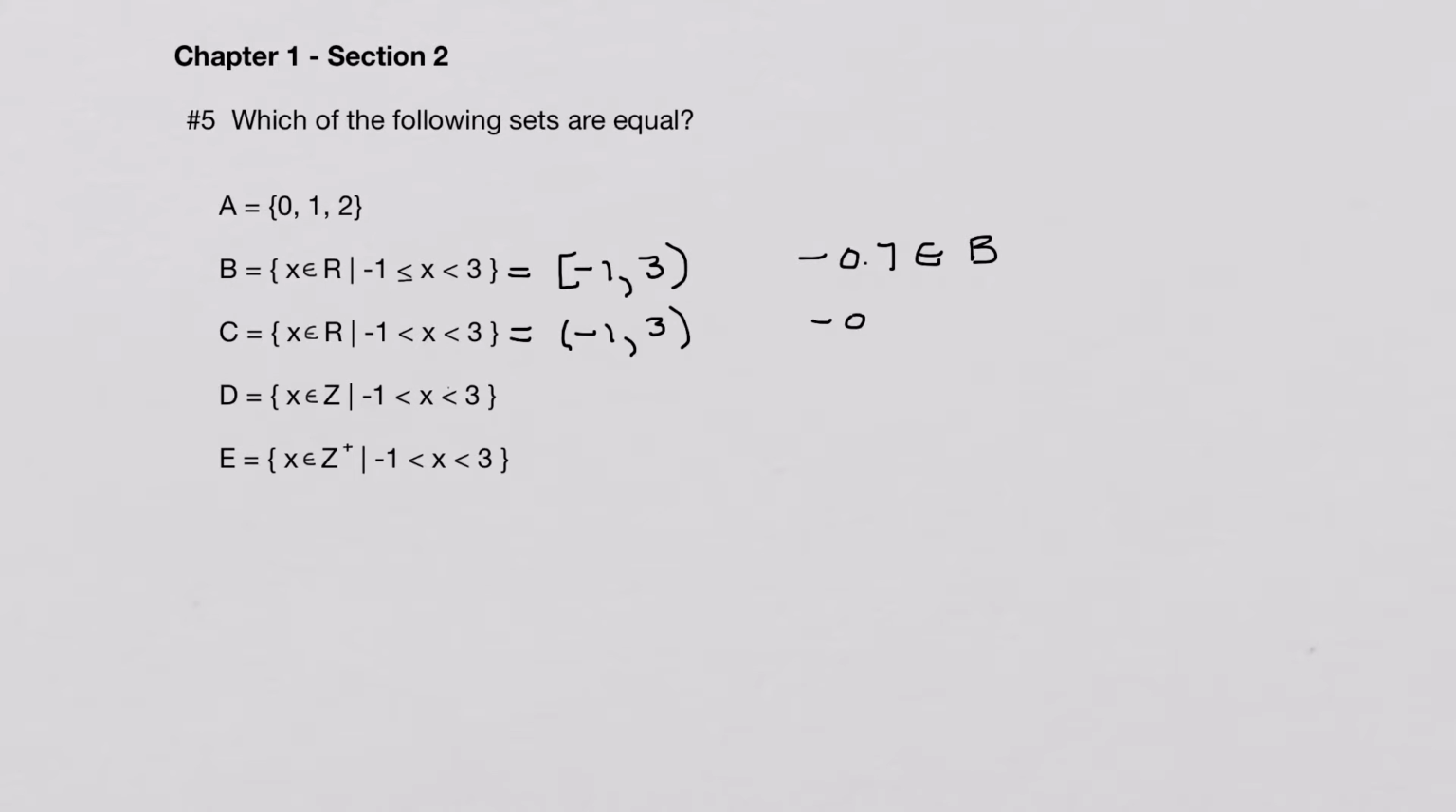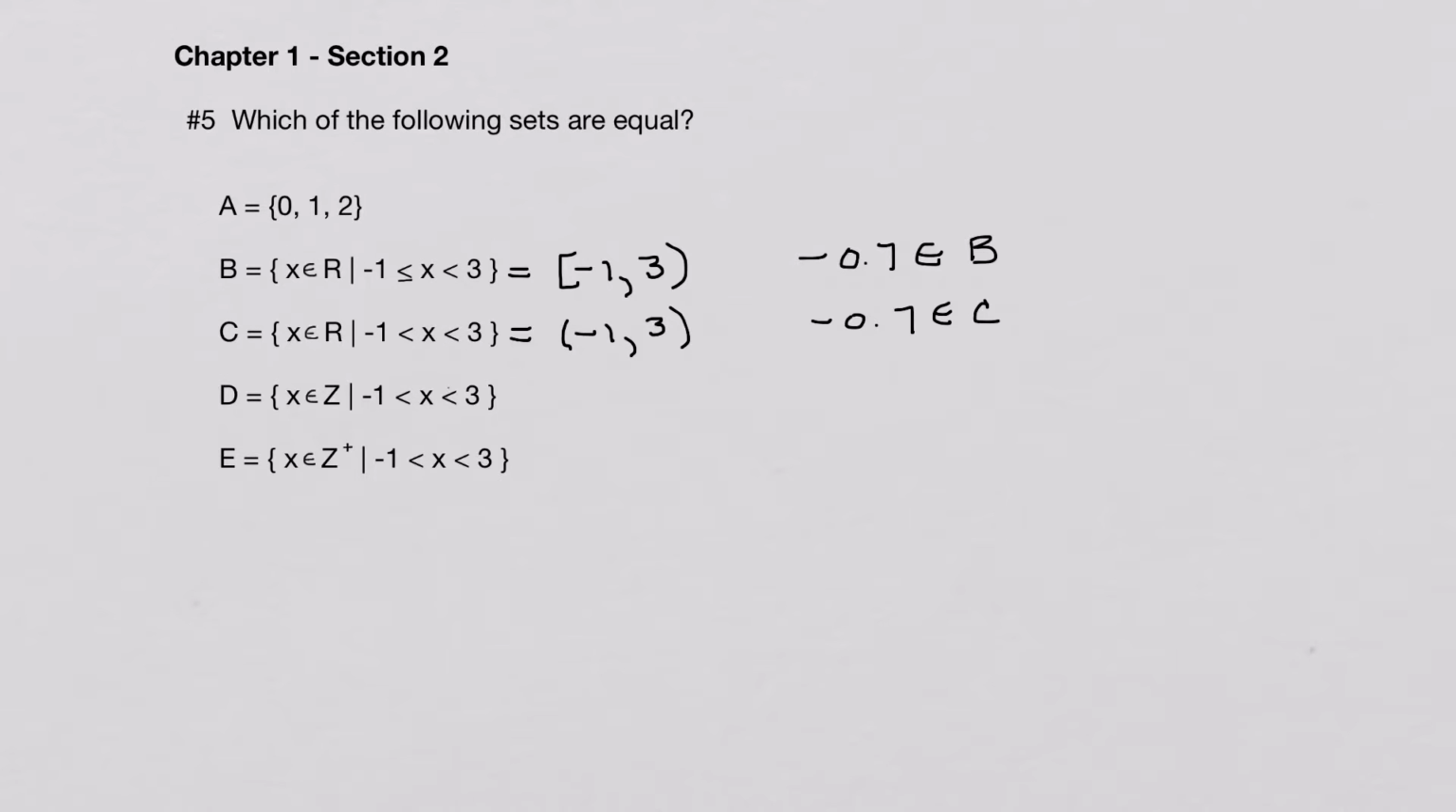So we're going from -1 to 3. Again, I could say that -0.7 is an element of C because we're starting immediately after -1 and we're including all the numbers all the way up to just before 3. So we have -0.7 is an element of C. Neither of those sets, B and C, then could be equal to set A, which does not contain that number.